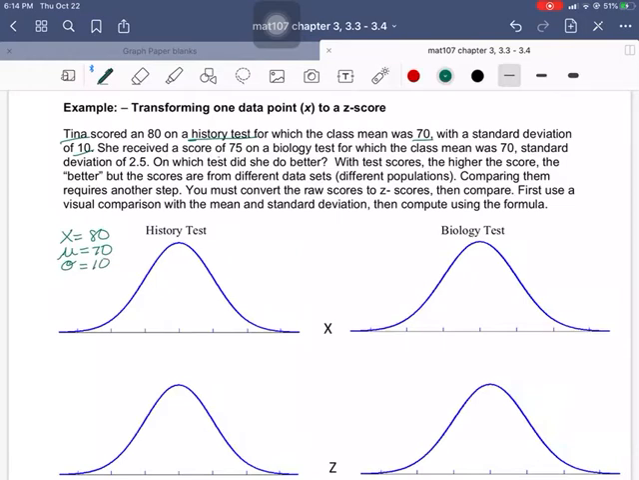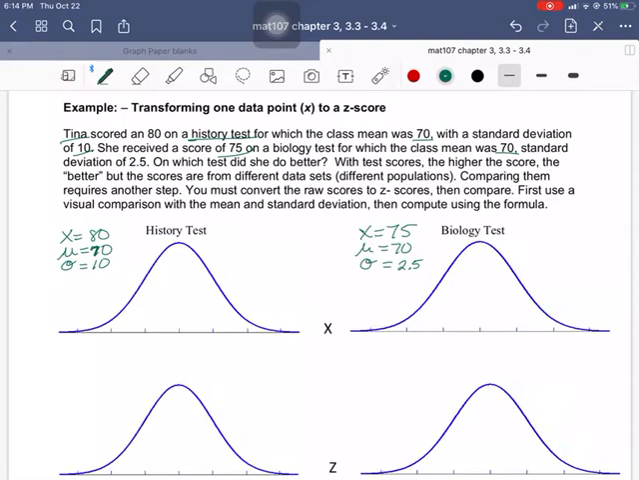Okay. She received a 75 on the biology test. The mean was also 70 for that class, all the scores averaged together. But the standard deviation for the biology test was much lower. The scores on the test did not deviate as much. The scores on the history test were much more spread out.